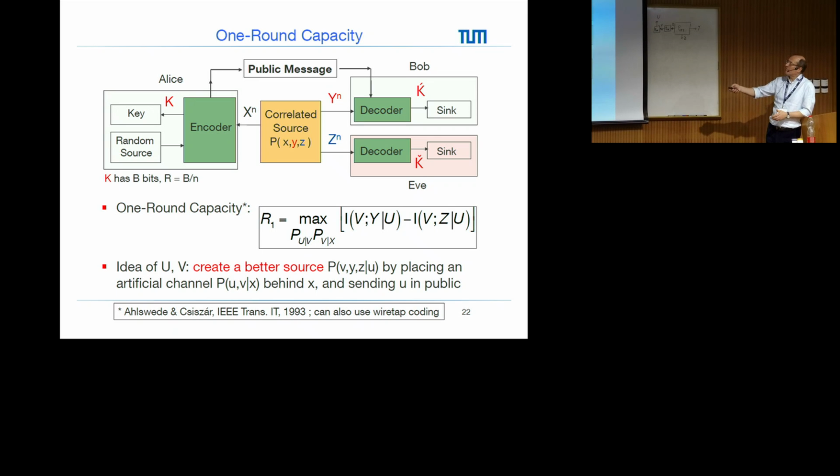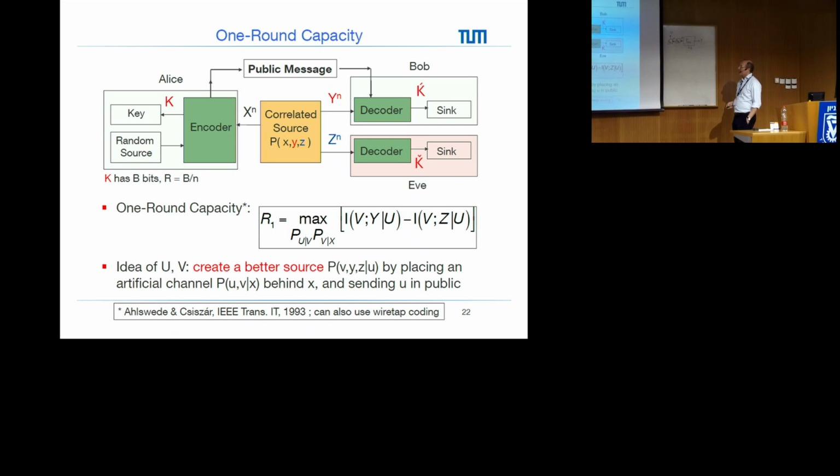So it's the same setup I just showed, just with a little bit more detail, but the most important thing here is we have one public message going. Otherwise, everything is the same, X, Y, producing KA, KB, and the Z. Now, it turns out the one round capacity looks somewhat similar to the wiretap channel capacity. In fact, if I put this U here beside the Y and beside the Z, it would look like a wiretap channel with input V and output Y and U, and here output Z and U. In fact, that is what's happening.